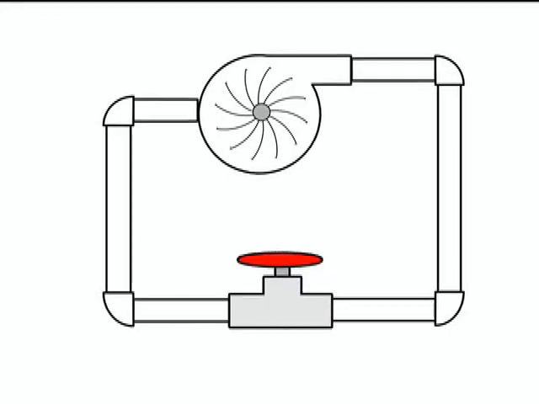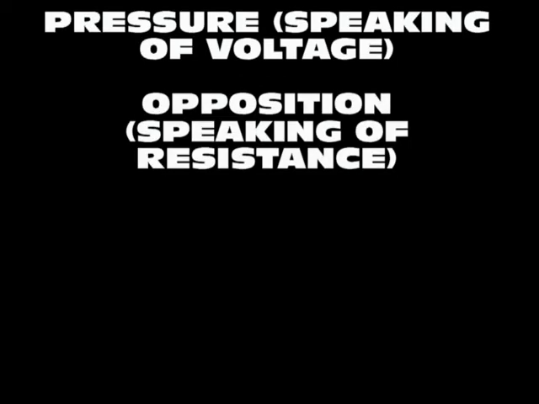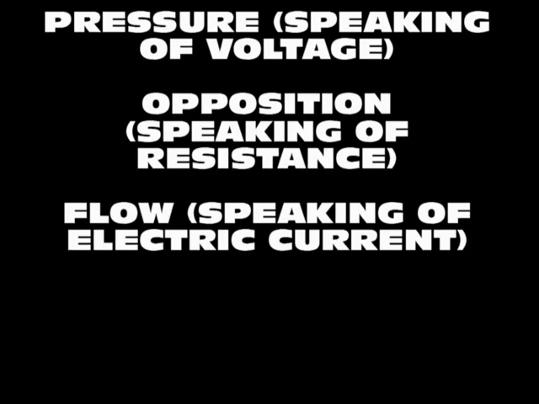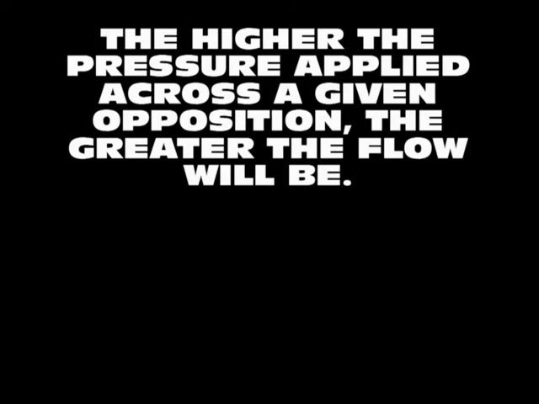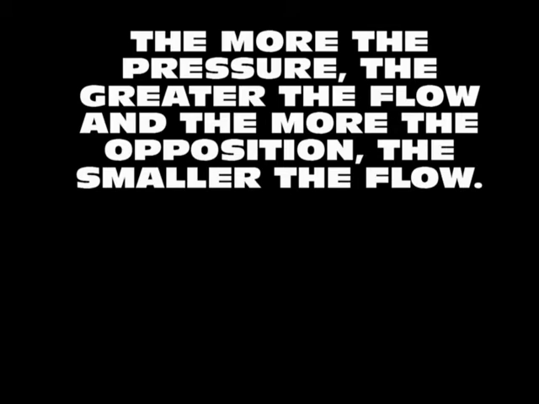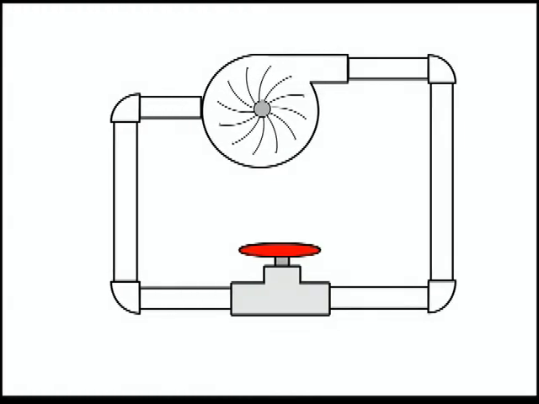There are three factors involved in Ohm's law: pressure, speaking of voltage; opposition, speaking of resistance; flow, speaking of electric current. In other words, Ohm's law states that the higher the pressure applied across a given opposition, the greater the flow will be. On the other hand, if pressure remains constant and we decrease the opposition, the flow will also be greater. In simple terms, the more the pressure, the greater the flow, and the more the opposition, the smaller the flow. Now let's look at an example of a water pump, a pipe and a valve.